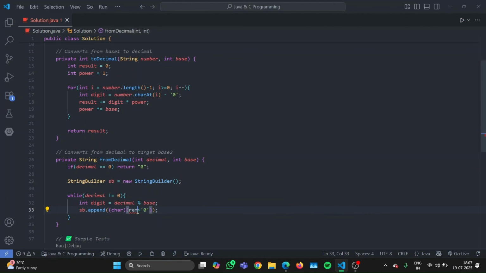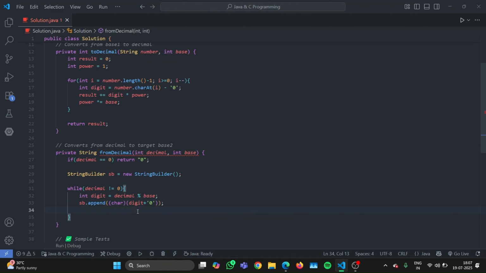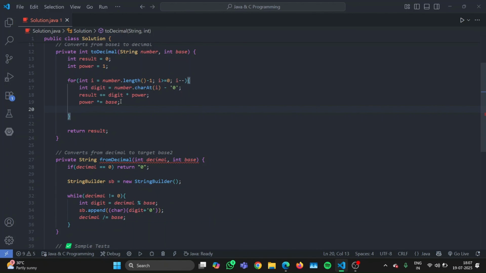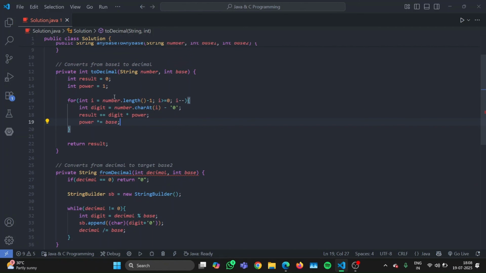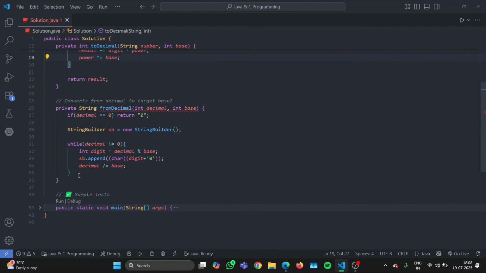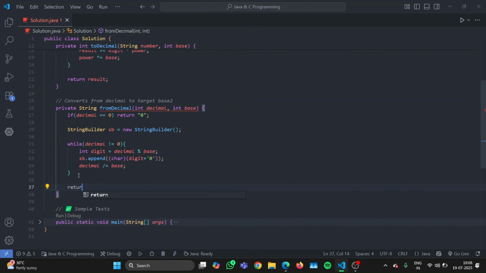So here, instead of remainder, we have to write the digit. Then we have to reduce the number so that we can get the reduced number in the next iteration. Here also I forgot to reduce the number. So you can reduce the number. No, sorry, here we don't need that, because we were given a string from which we were extracting the digits from right to left. So we have to return the StringBuilder object in reversed form.